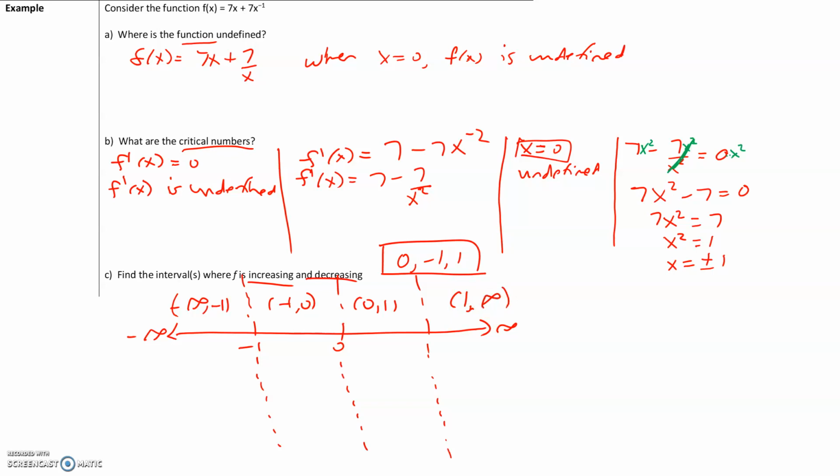I need a test point. So here, I can just pick x equals negative 2. In between 0 and negative 1, I can pick x equals negative 0.5.